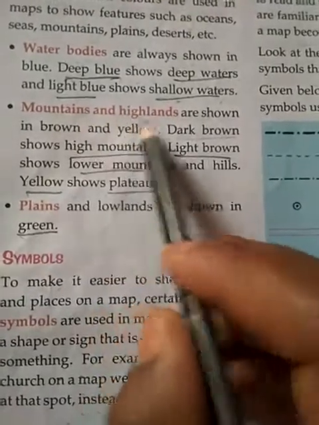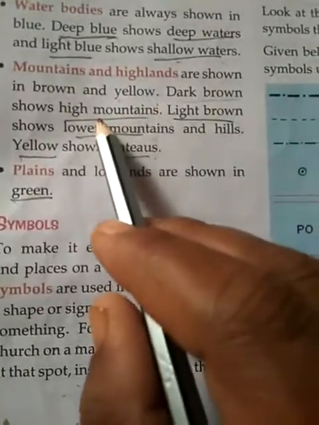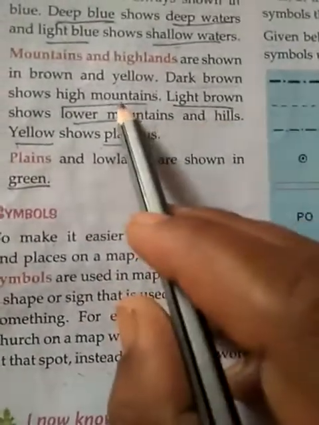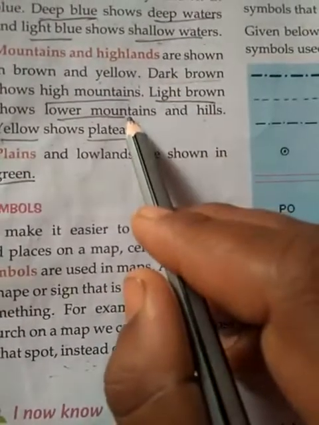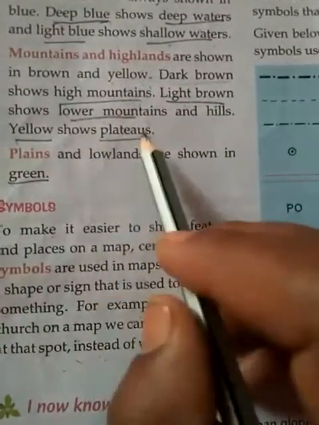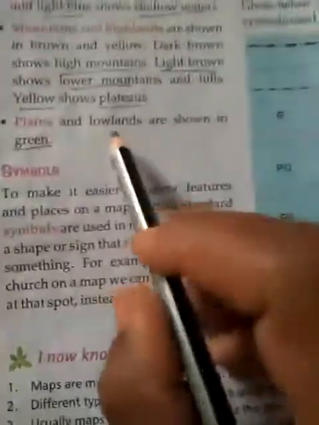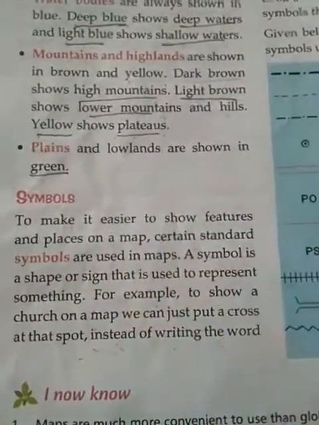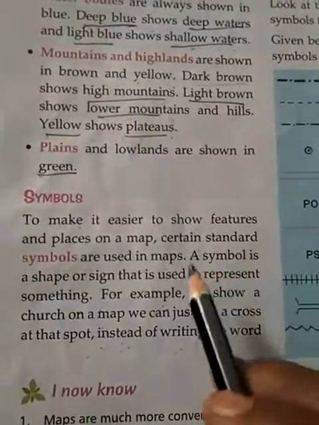Now next, mountains and highlands are shown in brown and yellow. Dark brown shows high mountains and light brown shows lower mountains and hills. Means for high mountains we are using dark brown color, and for lower mountains and hills light brown color is there, and yellow shows plateaus. These are the standard colors used in maps. Plains and lowlands are shown in green color. Like this we can use certain standard colors in maps.